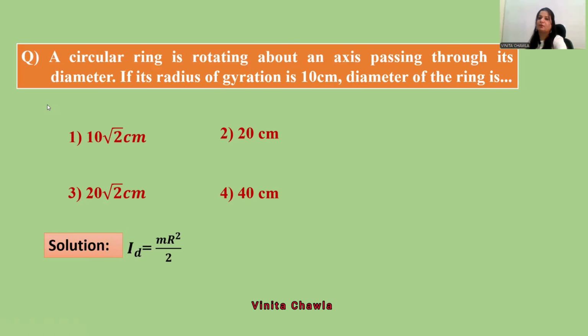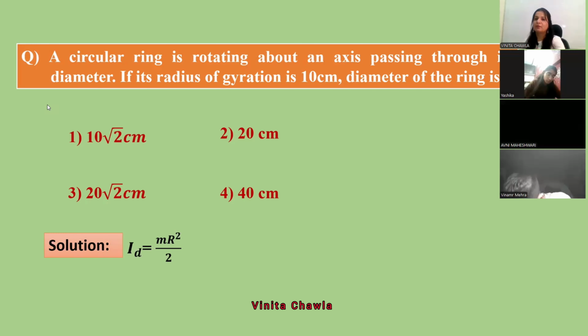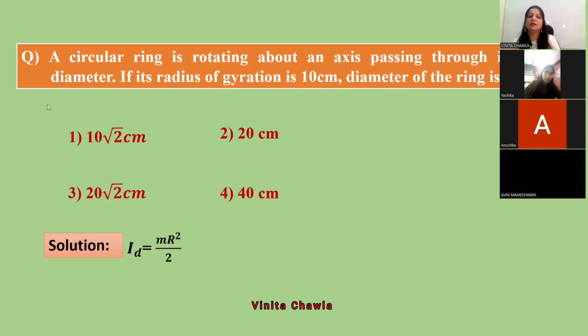See, if an axis is passing through the diameter and it is rotating about that axis, then we can find moment of inertia about the diameter. And moment of inertia of the ring about its diameter is mr square by 2. So we know the formula. Radius of gyration is given, it's 10 centimeter, we have to find the diameter of the ring. How will we do this question? See, radius of gyration is given, so we can write moment of inertia as mk square also, no?